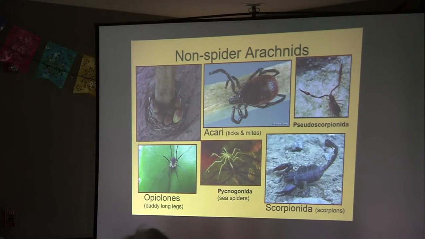And you want to see me get excited, come with me to the tide pools sometimes. There's a certain tide pool where, on the giant green anemones, if you look underneath their tentacles, you can find these really weird creatures called sea spiders. And then the scorpions.